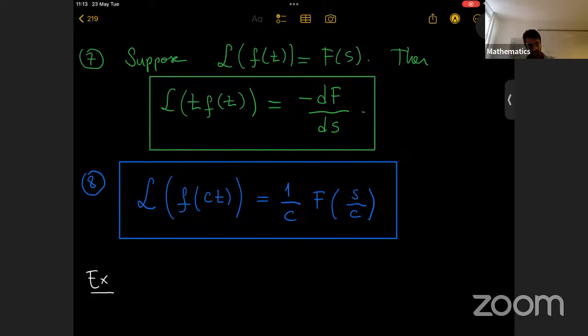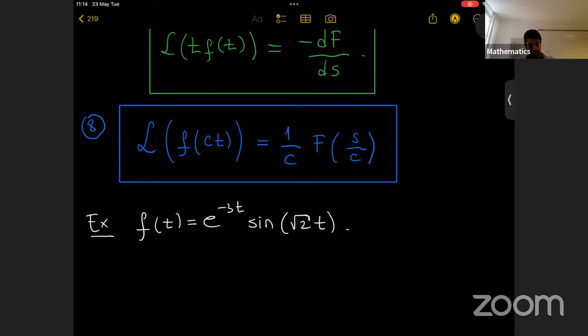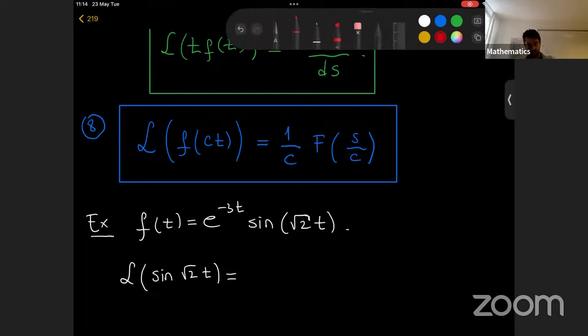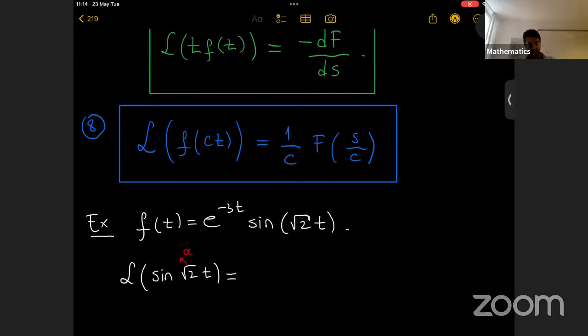We have f of t equals e to the minus 3t sine root 2t. What is the Laplace transform of this function? Okay, so this is the question. Well, we know the Laplace transform of sine. So let's write this first. The Laplace transform of sine at is a over s squared plus a squared, where a is root 2 here. So it's going to be root 2 over s squared plus 2. So this is the Laplace transform of sine root 2t.